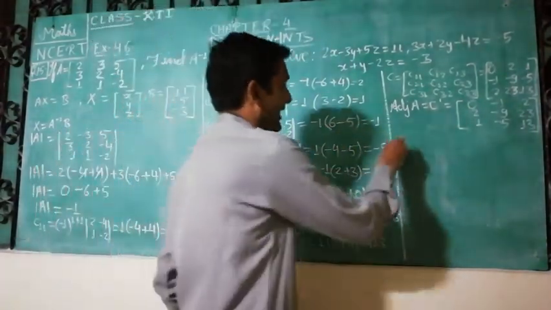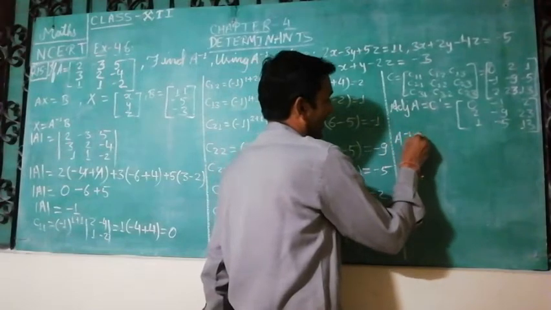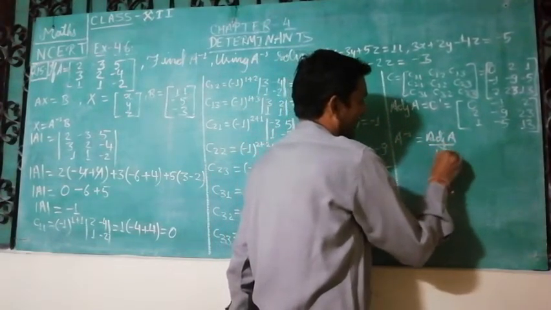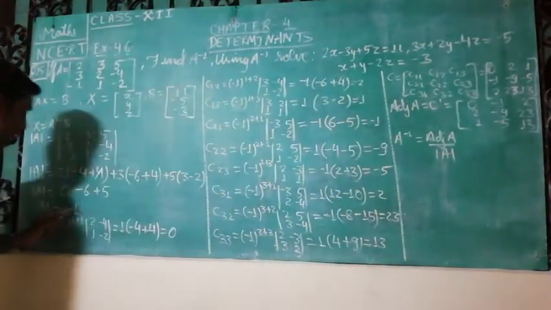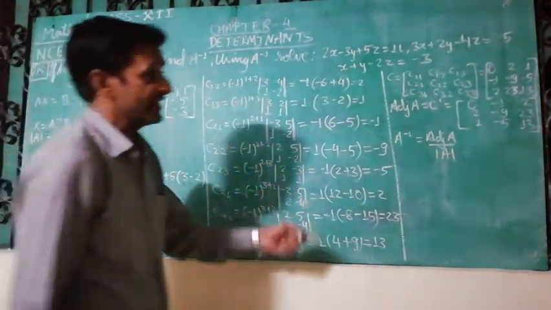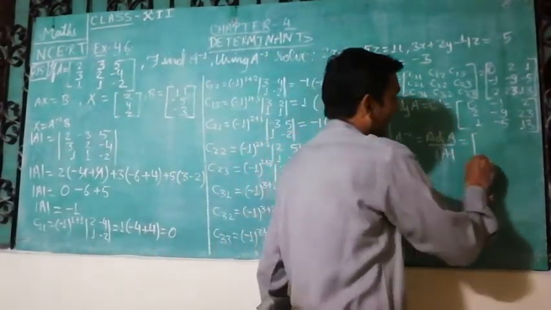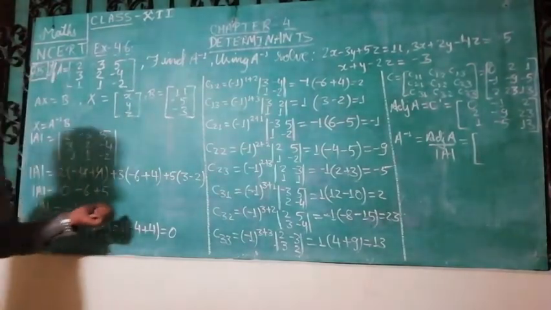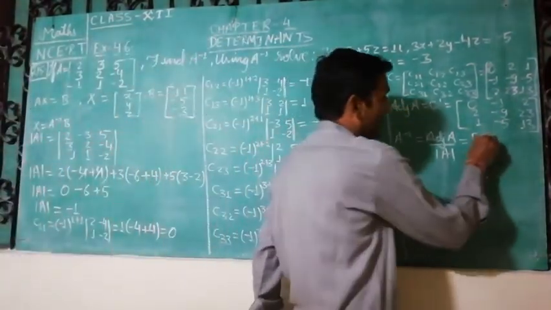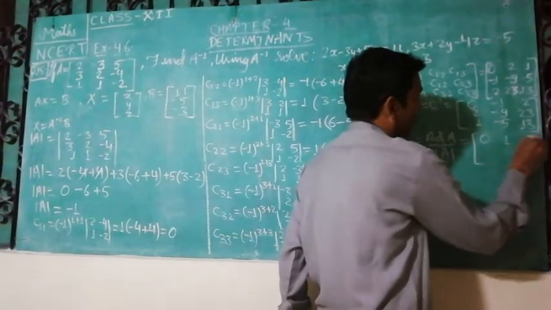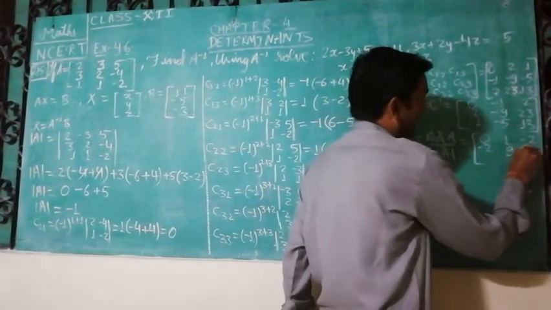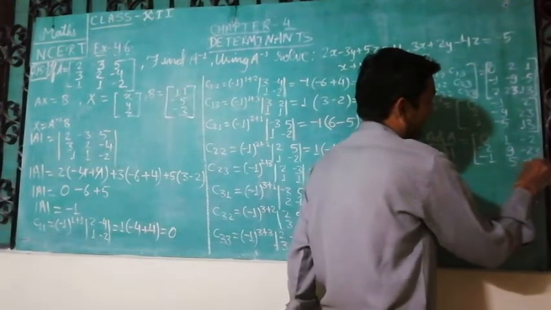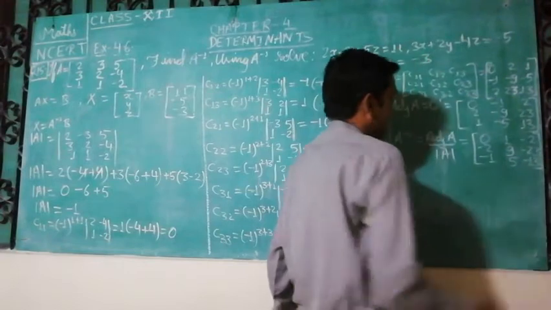Now A inverse equals adjoint of A upon determinant A. What is the value of determinant A? Here it is minus 1. So we can say that directly all the values are as they are, but only the signs will be changed, as the denominator has minus 1. That's why all the signs will be changed. That is 0, 1, minus 2. Now minus 2, 9 and minus 23. And here it is minus 1, 5 and minus 13. So this is the A inverse value.